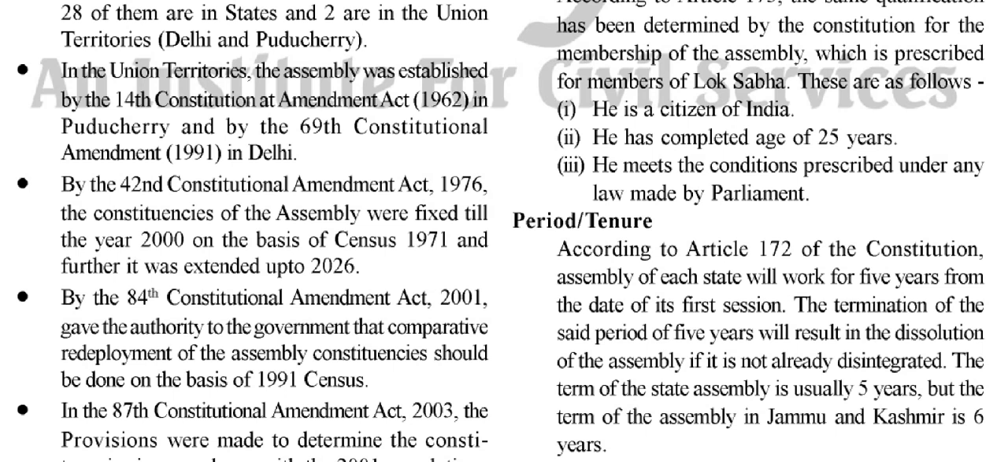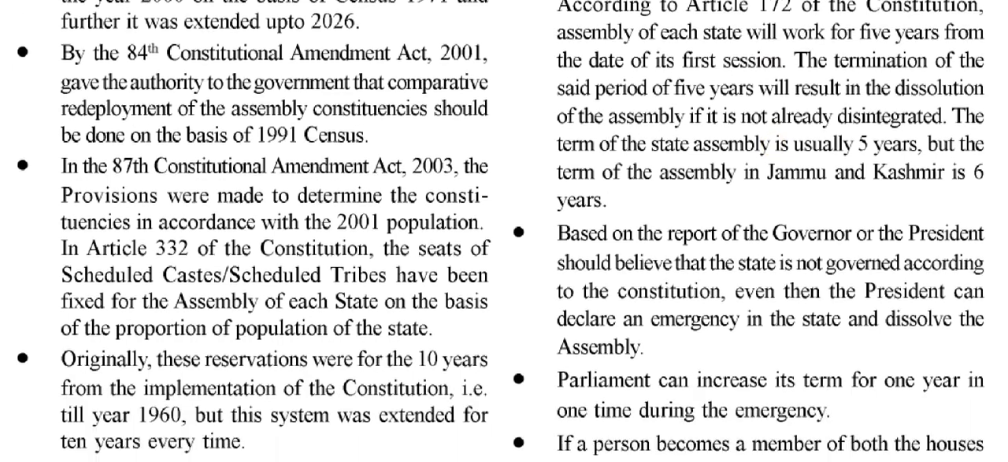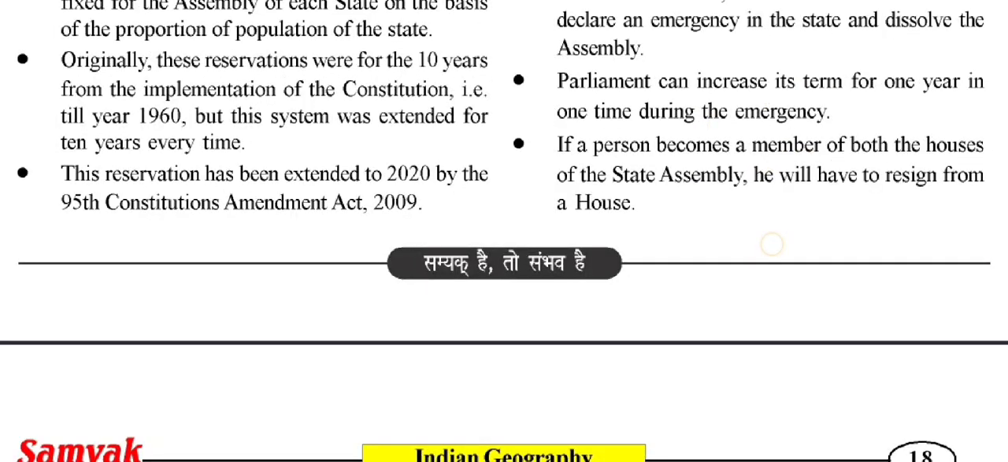Tenure. According to Article 172 of the Constitution, the Assembly of each state will work for 5 years from the date of its first session. The termination of the said period of 5 years will result in the dissolution of the assembly if it is not already dissolved. The term of a state assembly is usually 5 years, but the term of the assembly in Jammu and Kashmir is 6 years. Based on the report of the governor, if the president believes that the state is not governed according to the constitution, the president can declare an emergency in the state and dissolve the assembly. Parliament can increase its term by 1 year at a time during the emergency.